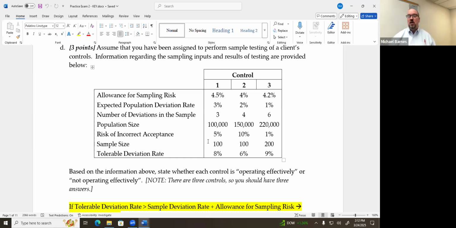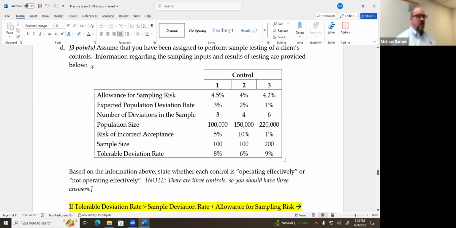So remember in that question, it was a multiple choice question. You had to calculate the sample deviation rate and add the allowance for sampling risk. So let's go ahead and do that. Number of deviations in the sample is 3, the sample size is 100. That means our sample deviation rate is... Not everybody at once. 3%, 3 divided by 100 is 3%.